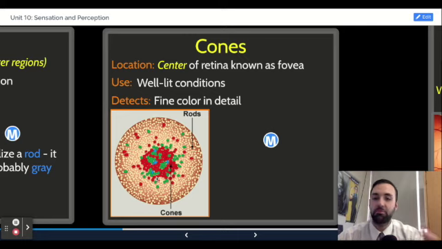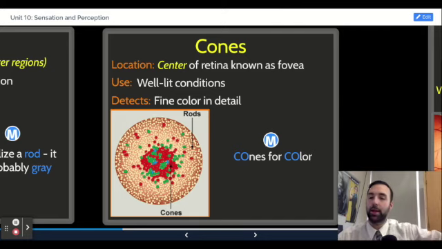Your cones are active in generally well-lit conditions, so my room is illuminated, my cones are active, and they are responsible for, as the name suggests, color and fine detail. If you were to look straight ahead at just about anything, the fact that you can read, for example, this slide, like if you stare at the word cones, you can read the word cones, but when I'm staring at it, all of the other text is getting a little blurry.